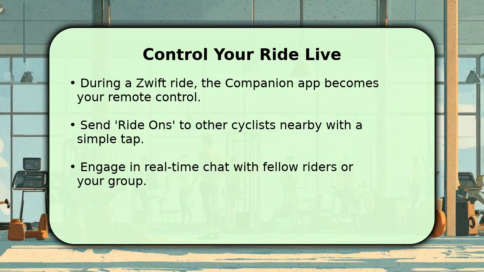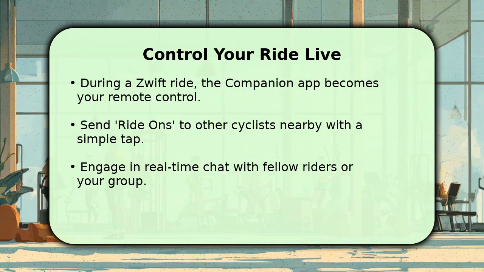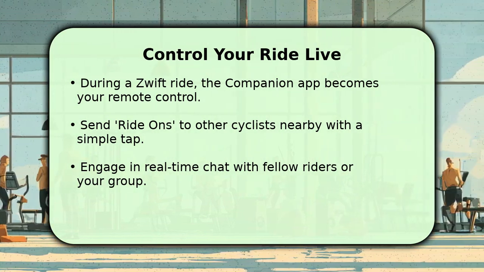Effortlessly activate power-ups, choose your route at intersections, and instantly see detailed metrics like your speed, distance, and current wattage.